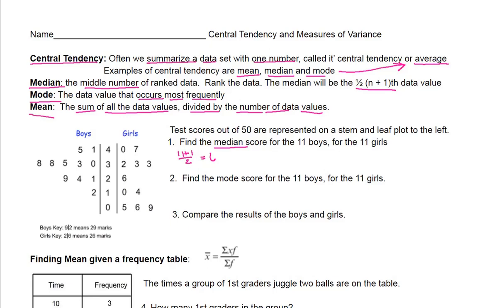Now what I would like you to do is try to find the median for the girls. Again, there's 11 pieces of data. It's going to be the sixth piece of data. Pause and figure it out. Hopefully you decided that it was 26 for the median for the girls.